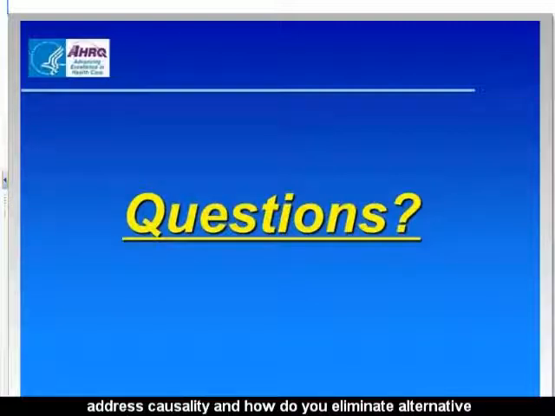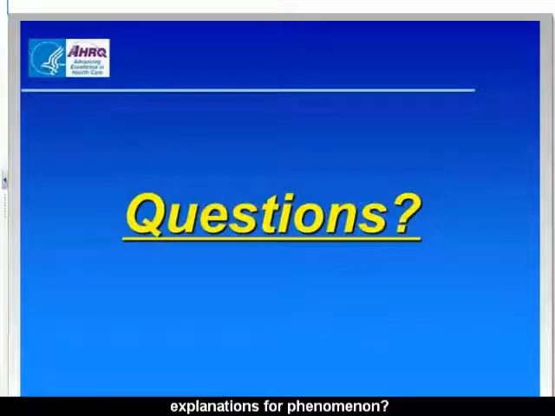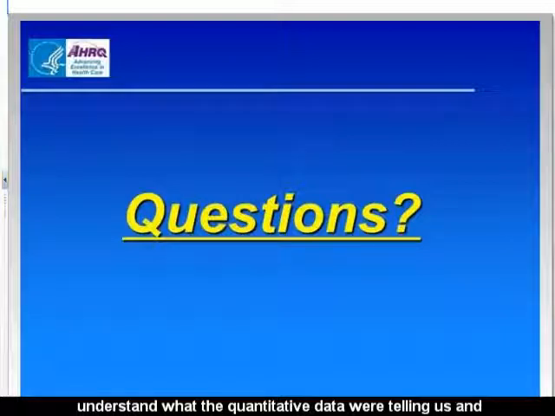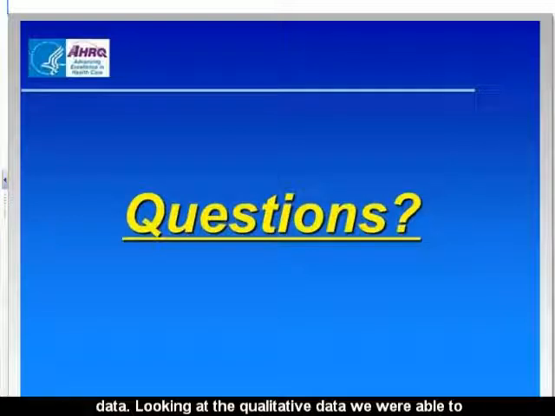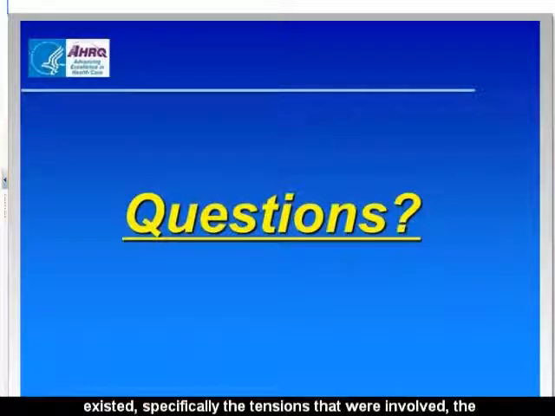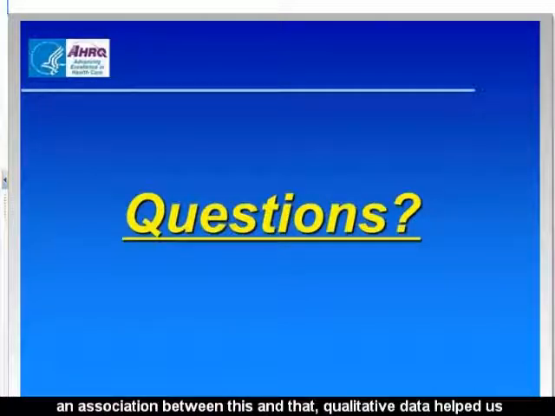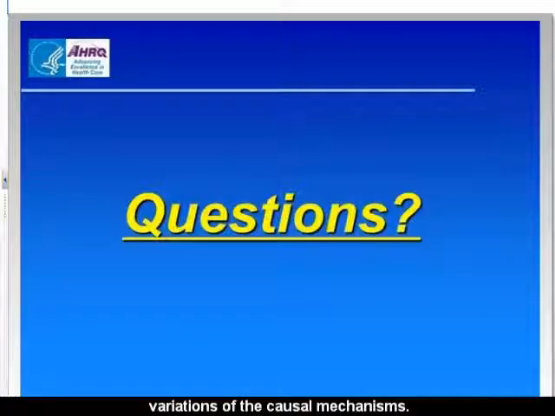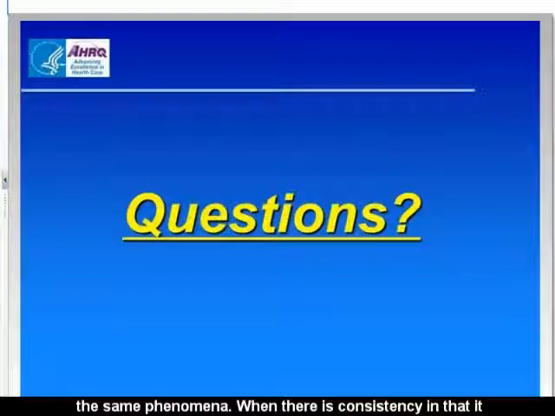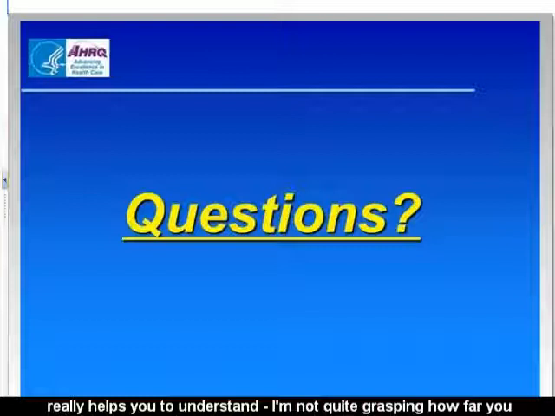This is Andrada from Utah. I have one suggestion. We use the qualitative data to understand what the quantitative data were telling us, and sometimes we saw only average results with the quantitative data, and looking at the qualitative data, we were able to see why the variation existed, and specifically the tensions that were involved, the mechanisms. While quantitatively we were only able to say that there's an association between this and that, qualitative data were able to help us understand the causal mechanisms involved and the potential various causal mechanisms. And also, when you're doing mixed methods, you're using multiple different kinds of methods, and so you're getting different snapshots of the same phenomena. And when there's consistency in that, that really helps you understand why certain things happen. I'm not sure if that gets at causality, because I'm not quite grasping how far you want to take a causal relationship.